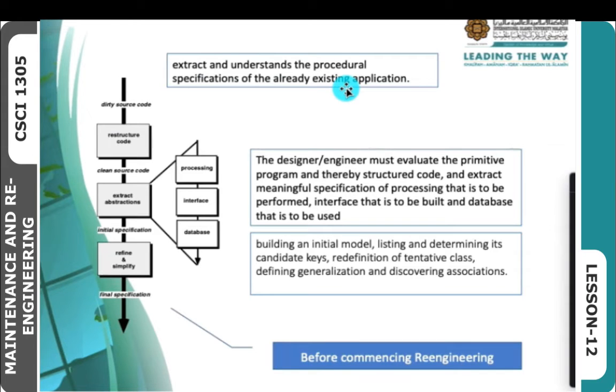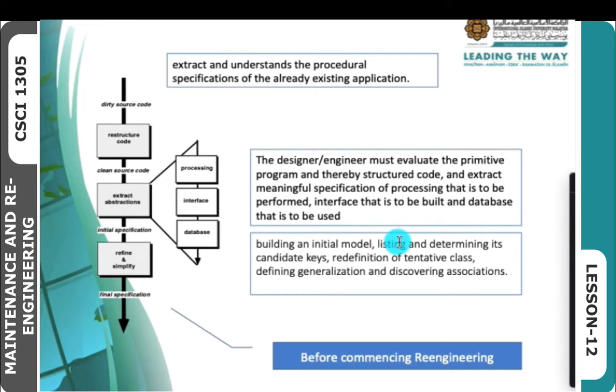The main reason is for restructuring the code. When you want to do restructuring of the code, you extract abstraction. It will extract three things: process, interface, and database. The designer or the engineer must evaluate the primitive program, and thereby the source code, and extract meaningful specification of the process to be performed, the interface that is to be built, and the database that is to be used.